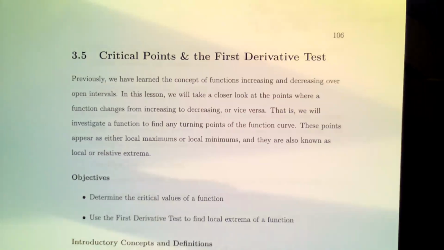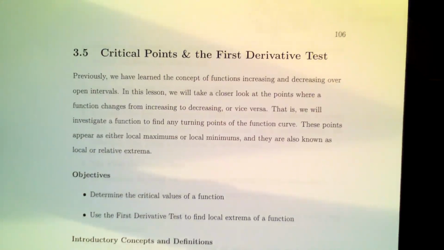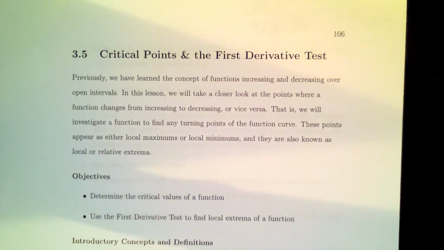Hello, everybody. Welcome back. Today we're going to go over section 3.5, where we talk about critical points and the first derivative test. In section 3.4, you learned how to find where a function was increasing or decreasing, and you learned how to find x values where the tangent line is horizontal.